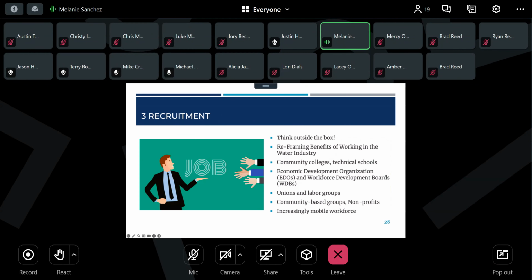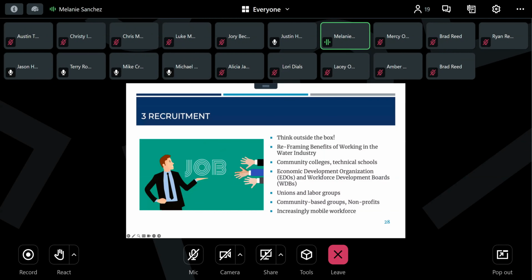Now we're going to move on to recruitment. So we can consider new approaches to attract talent. So I'm going to explore some various avenues. And I know that a lot of people on here said that they have a hard time with recruitment. And I know that it is hard with the water and wastewater industry.